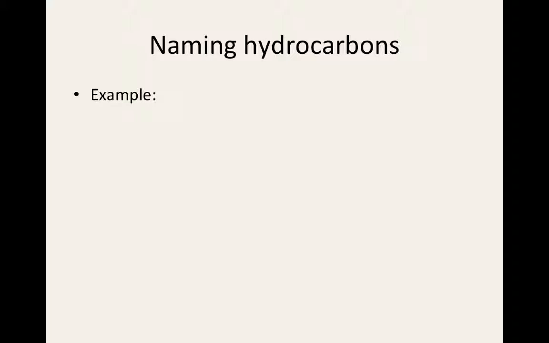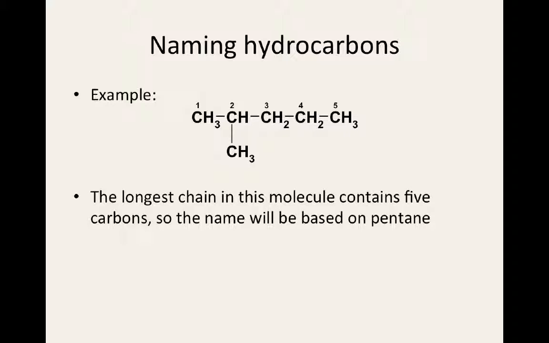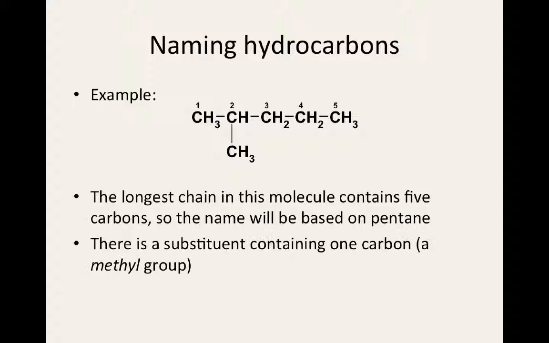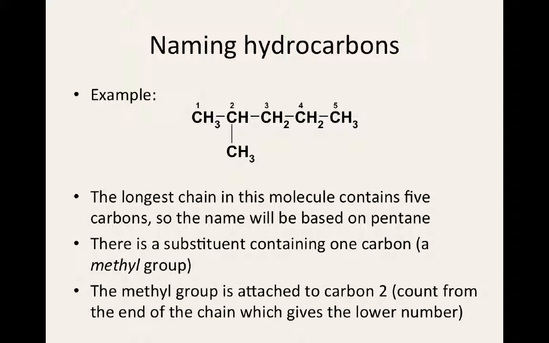Let's look at an example. This molecule contains 5 carbon atoms in its longest chain, so its name will be based on pentane. The molecule contains a substituent group containing 1 carbon, which is called a methyl group. The methyl group is attached to carbon 2, counting from the left. If we counted from the right, the position would be numbered as 4, which would be incorrect. Therefore, this molecule is called 2-methyl-pentane.